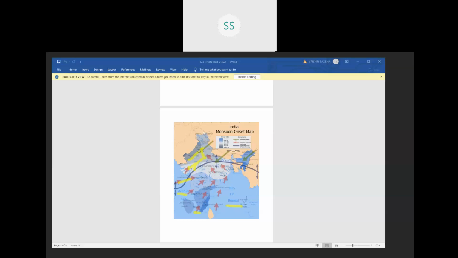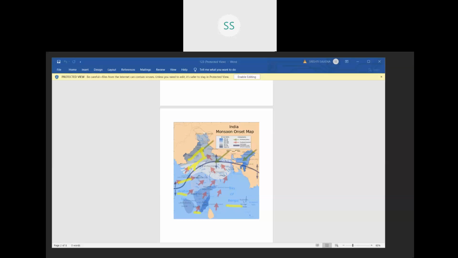Rajasthan is a desert area because it is not receiving rainfall. It receives only a very little rainfall of 10 to 20 centimeters. So it is a desert area. And as you have seen, most of these winds are moving towards the Ganga plains.